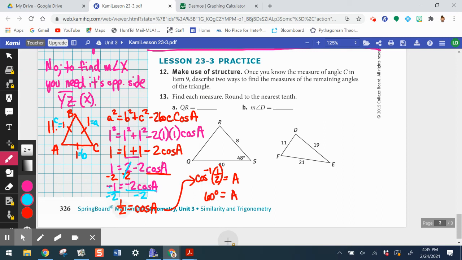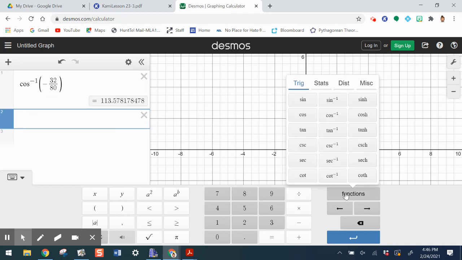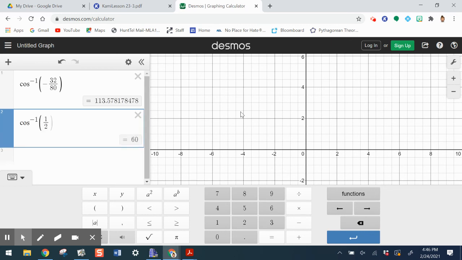So at this point, we have 1/2 equal to the cosine of A. And since we're solving for the measure of angle A, we use the cosine inverse. The reason we're using the cosine inverse is because we're using the law of cosines. So the cosine inverse of that ratio, 1 over 2, is equal to the measure of A. Let's go over to our calculator and show that the cosine inverse of 1/2 is in fact 60 degrees. I should continue to say degrees. That is very important. So go to functions, cosine inverse, 1/2, and we get 60.